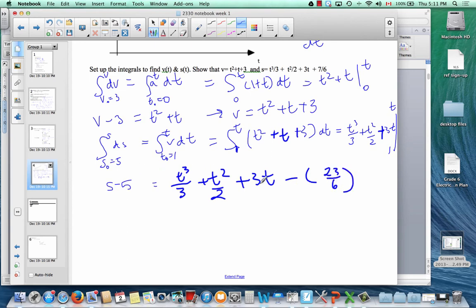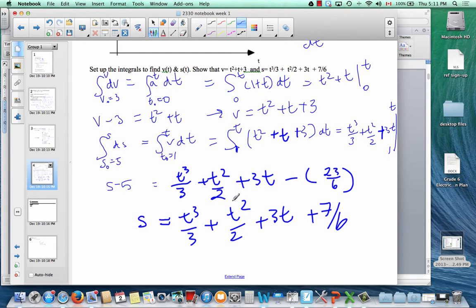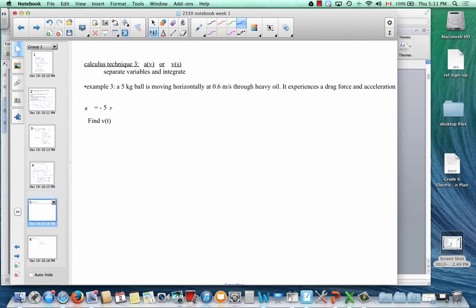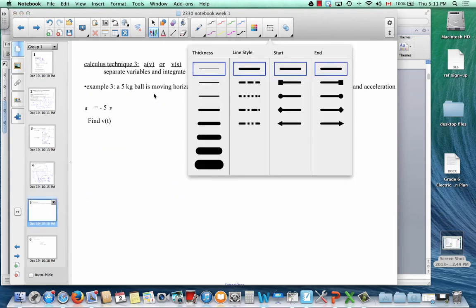So then you bring 5 over to the other side and add. And you get t cubed over 3 plus t squared over 2 plus 3t plus 7 over 6 as required. So that's 2 examples of time-dependent kinematics. In this case, we started with the acceleration, and then we integrated to find velocity and then position. And again, this is a pretty common Calculus 1 type problem.